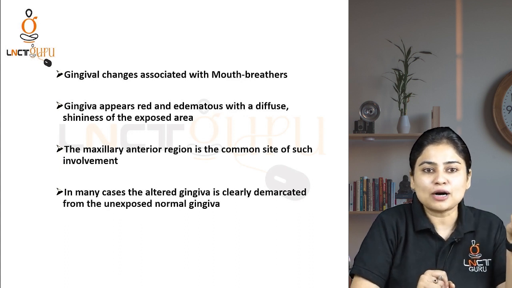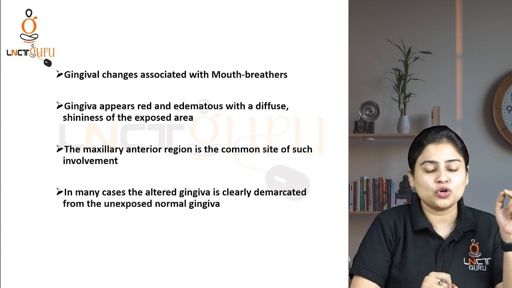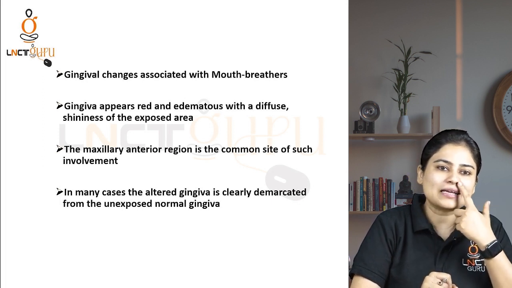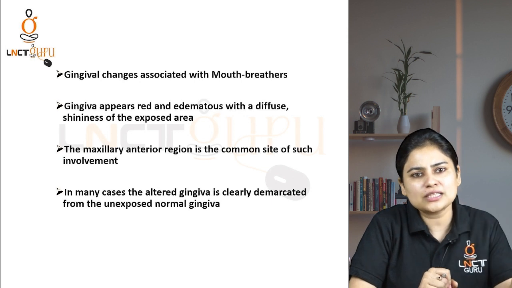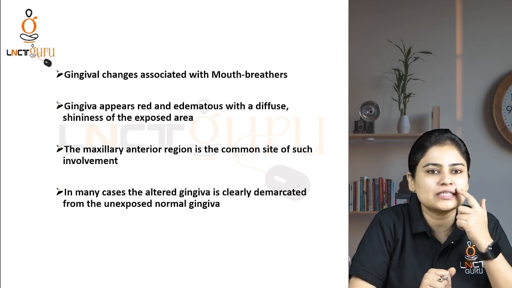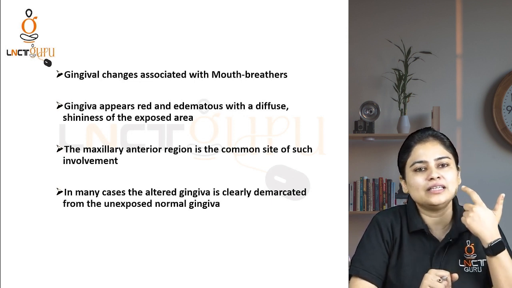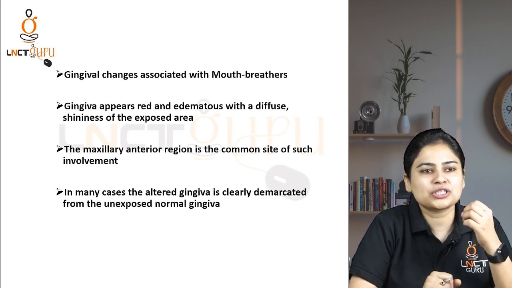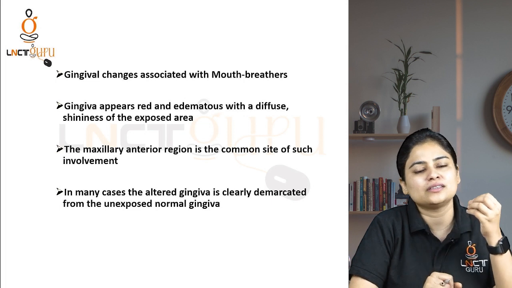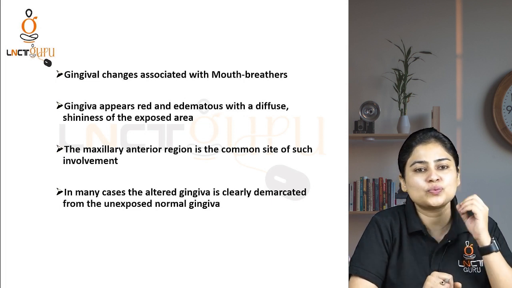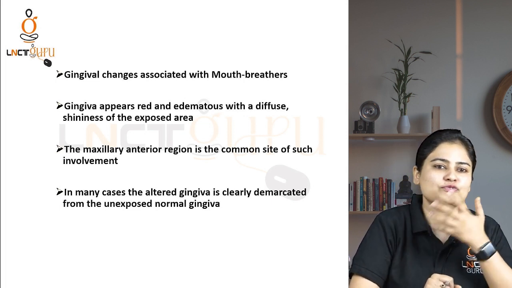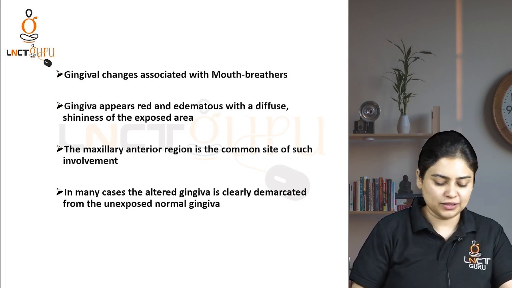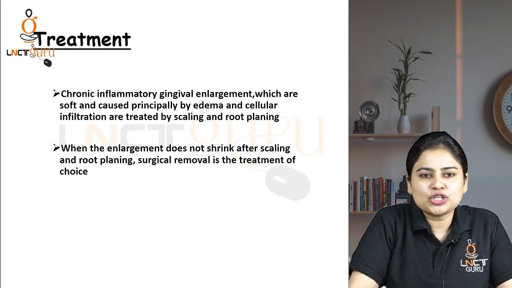But what happens in the mouth breather, in the resting case, their lips are not closed. They are wide open this way. So the maxillary gingiva is continuously exposed to the environment, causing dryness. That will lead to an edematous and diffused inflammation, and sometimes a little enlargement is also seen, which is very clearly demarcated from the rest of the mouth, showing that this could be one of the reasons: mouth breathers. Now, how could this inflammatory enlargement be treated?